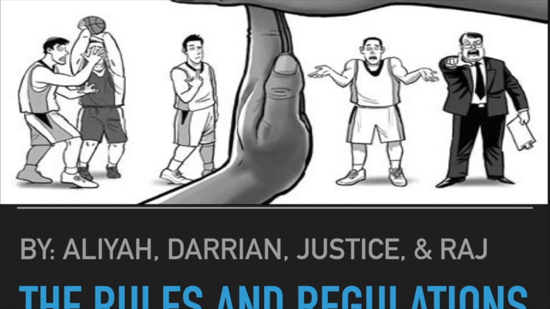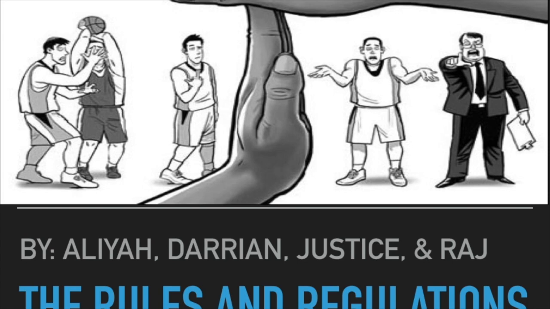I'm going to be talking to you guys about the rules and regulations of basketball. So just to recap the 4 fundamentals of basketball: we have dribbling, we have passing, we have shooting, and then we finally have playing defense. Now the 5th segment of this presentation is actually going to be focused on the rules and regulations of basketball.